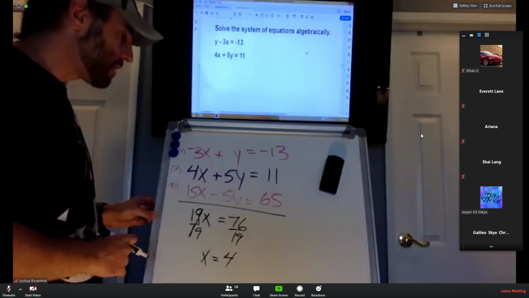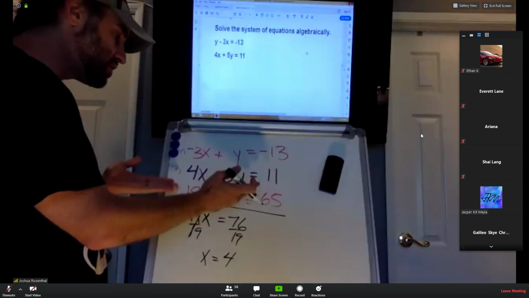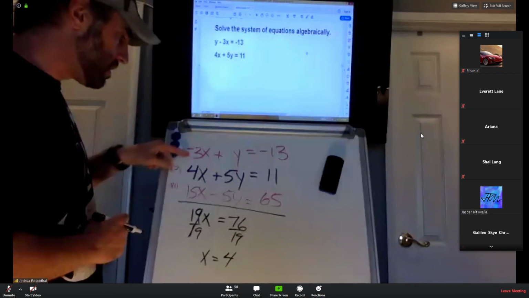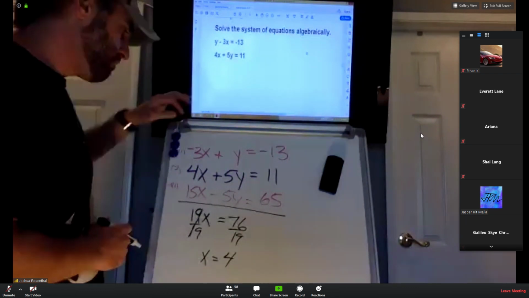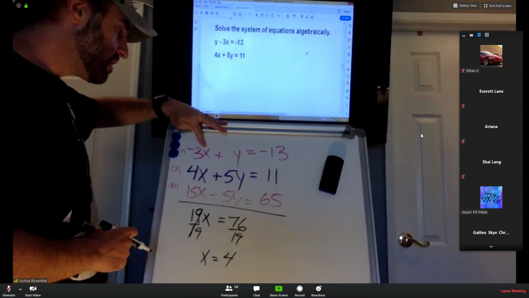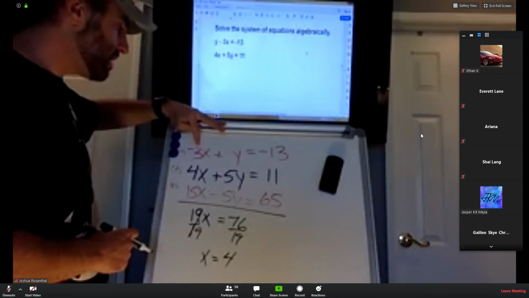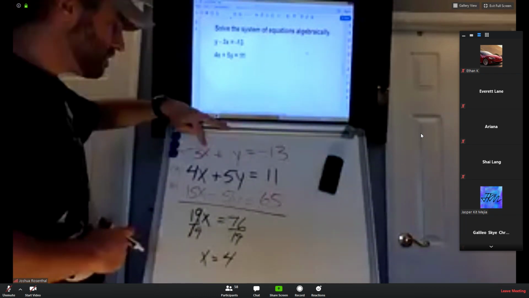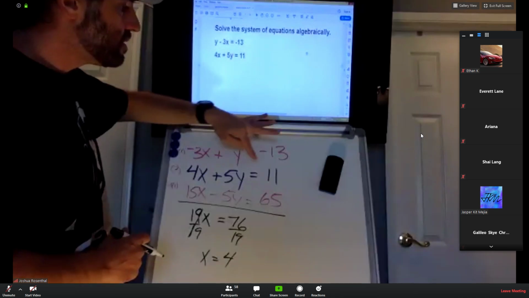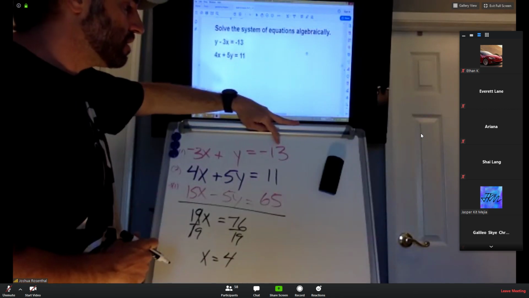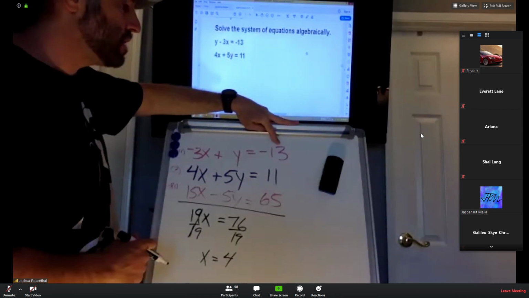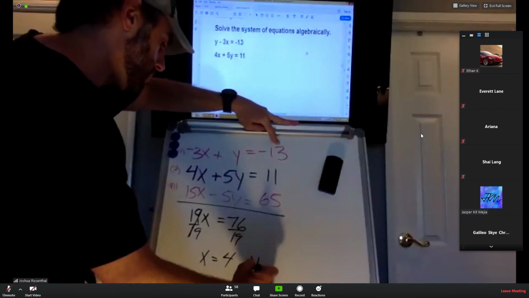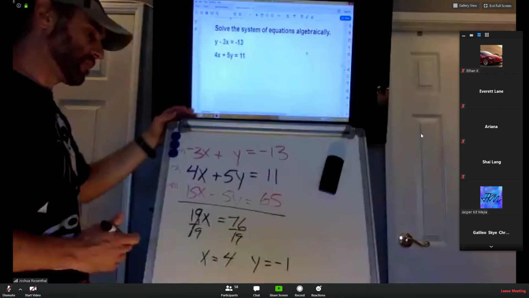Plug it back in. Whatever equation you want. It could be this one, that one. How about right here? If x is 4, -3 times 4 is -12. Then I would add 12 to the -13. What's -13 plus 12? -1. So my answer is that.